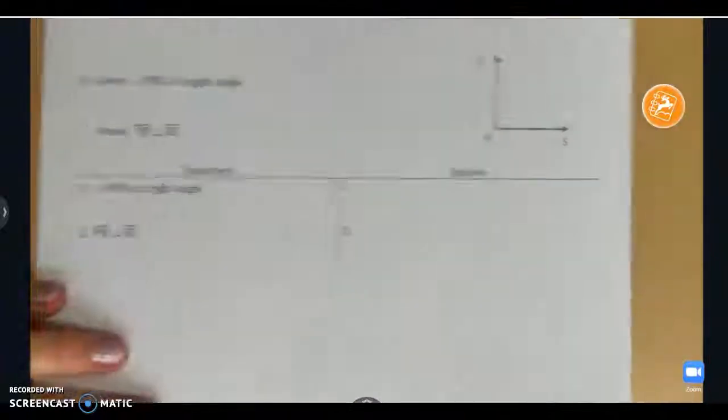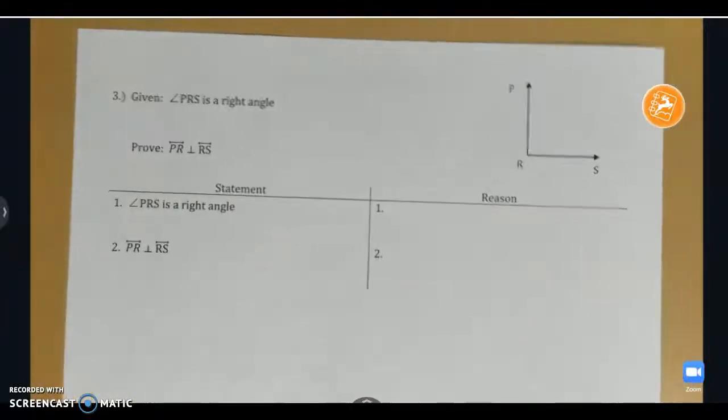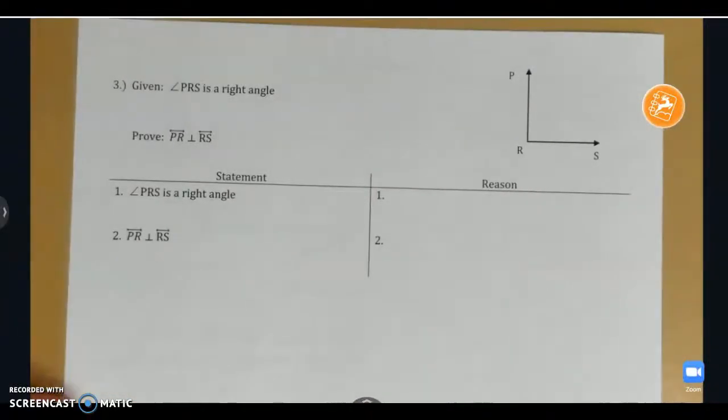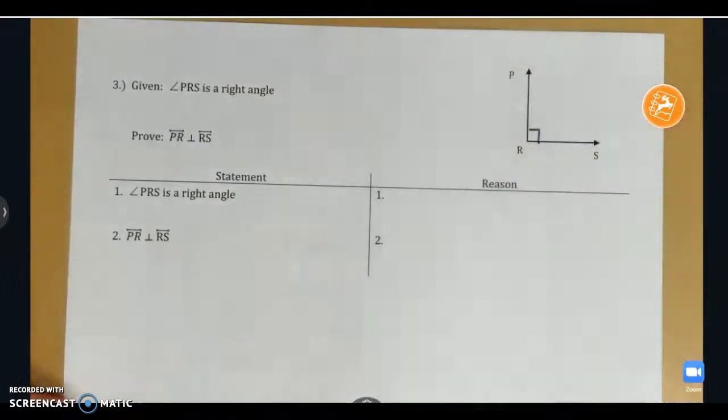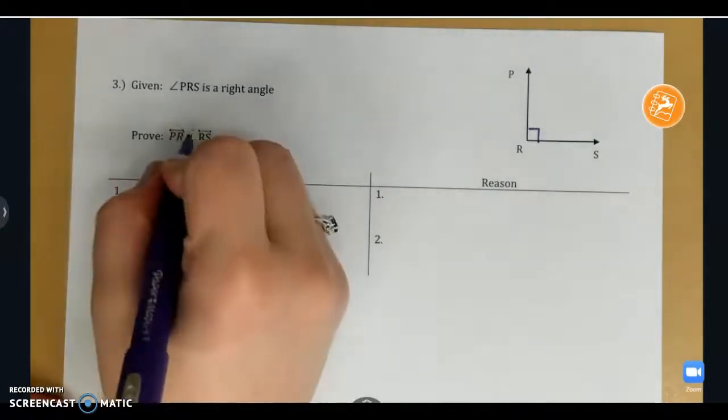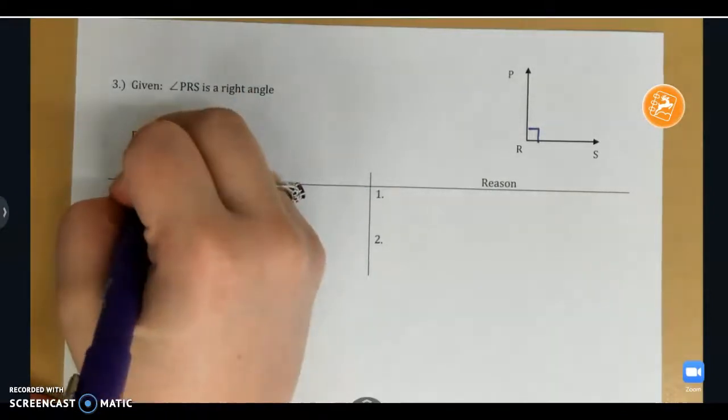On to the other side, number 3. We are told that angle PRS is a right angle, sorry, excuse me, not a straight angle, so I'm going to mark that on my diagram. I want to prove that line PR and line RS are perpendicular. Remember, that symbol means perpendicular.